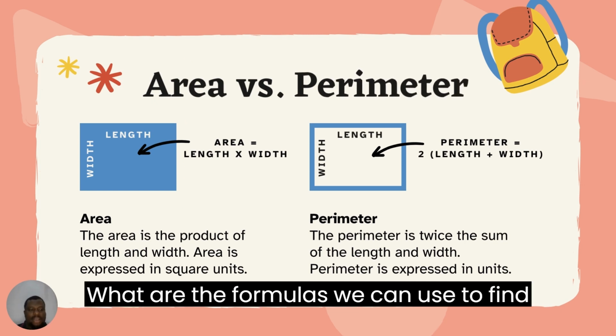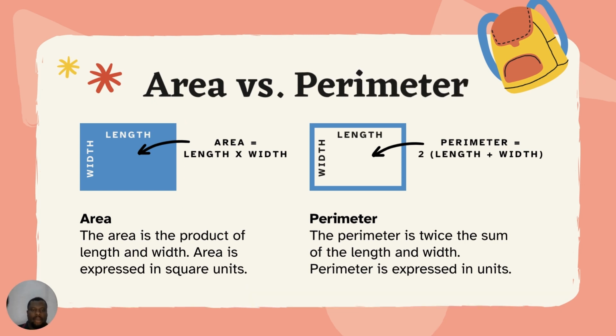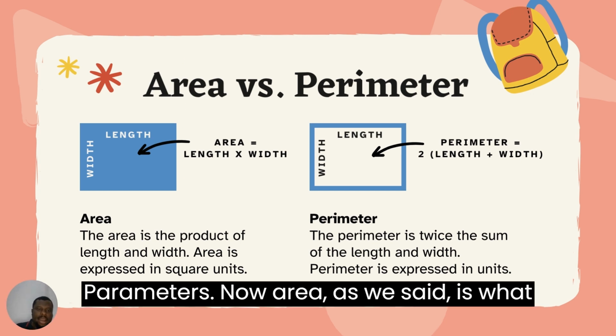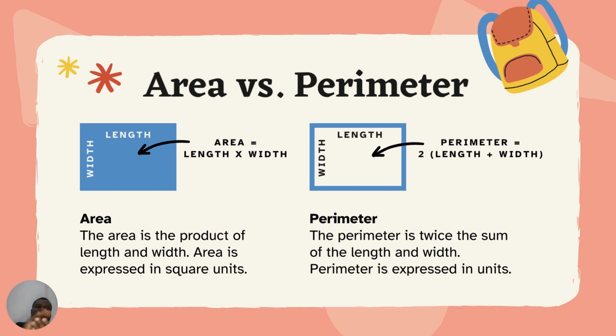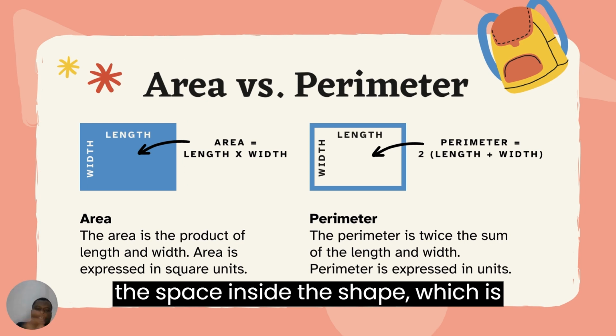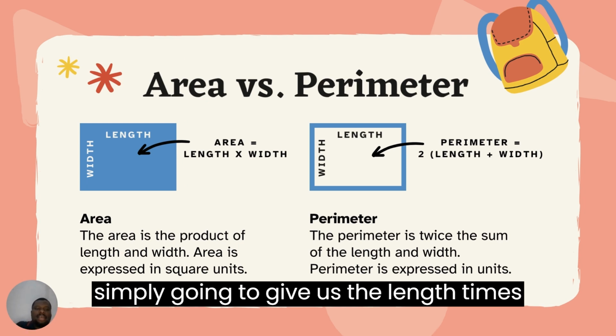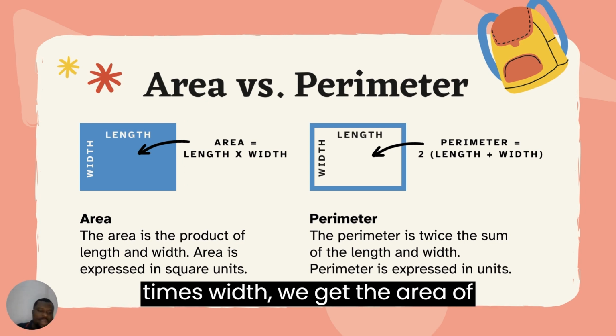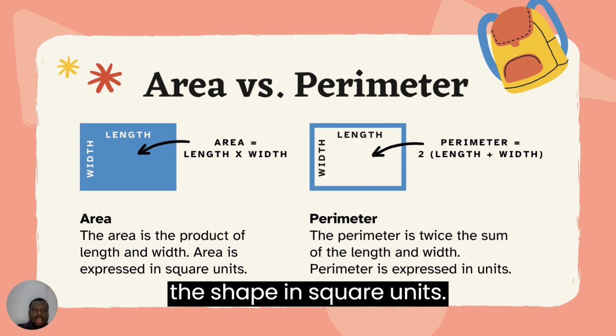What are the formulas we can use to find these two parameters? Now, area, as we said, is what? The space inside the shape, which is simply going to give us the length times the width. So when we multiply the length times width, we get the area of the shape in square units.